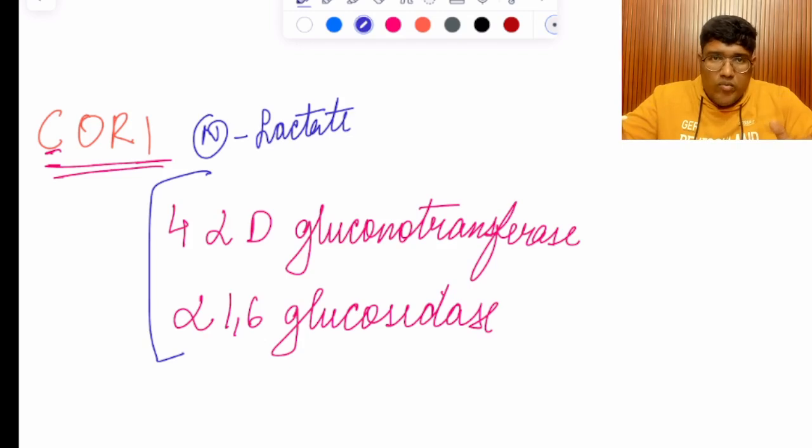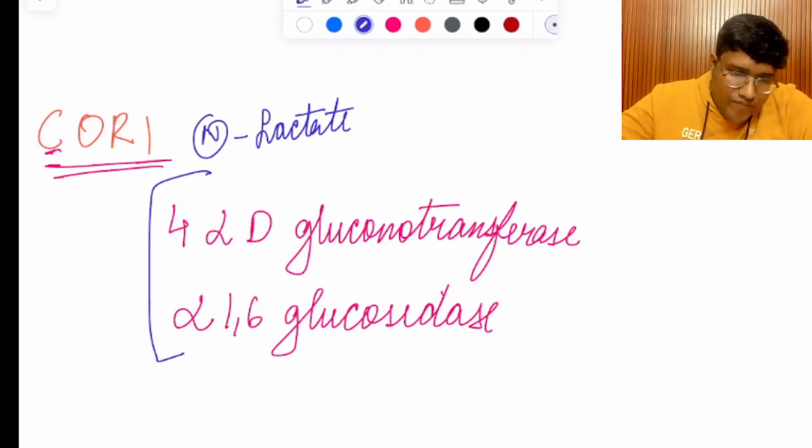What we are worried about in von Gierke's is severe hypoglycemia. But in Cori's you don't have severe hypoglycemia. You will have a little bit of hypoglycemia here and there. Lactate is normal, well and good. So this is what you should remember. It's a mild form of von Gierke. Von Gierke's disease is Cori's.